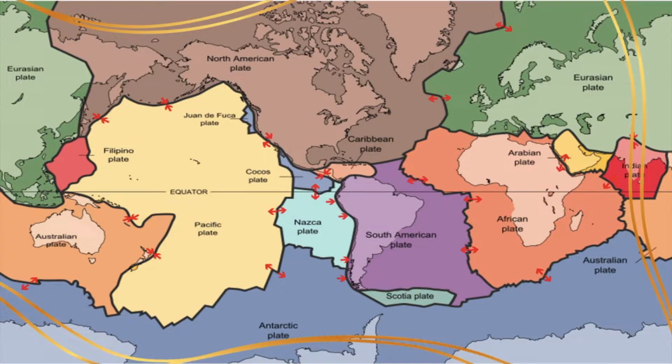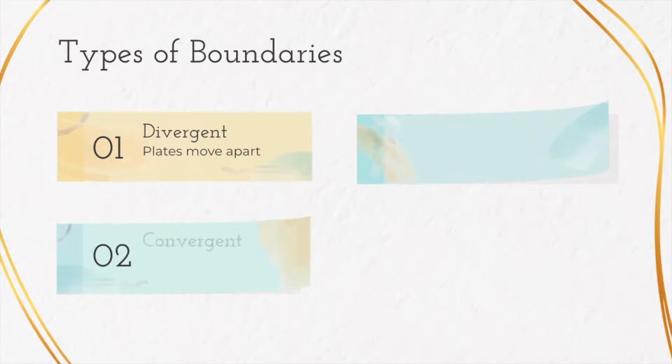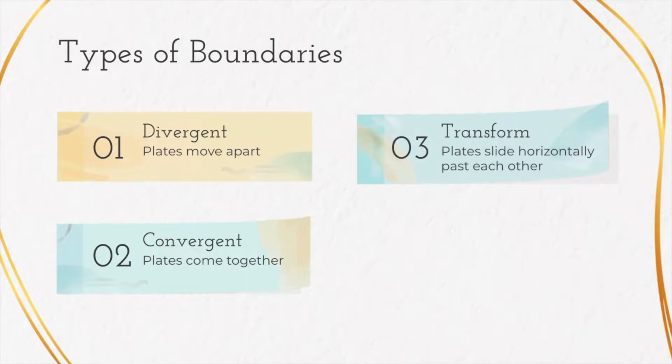There are 7 major tectonic plates that exist on our planet. Tectonic plates are pieces of land that connect to each other on the Earth's outer shell, the Earth's crust. We're going to talk about 3 types of boundaries between those tectonic plates. The first one is divergent, and that's when the plates move apart. The second one is convergent. That is when the plates are coming together. And the last one we're going to talk about is transform: plates that slide horizontally past each other.